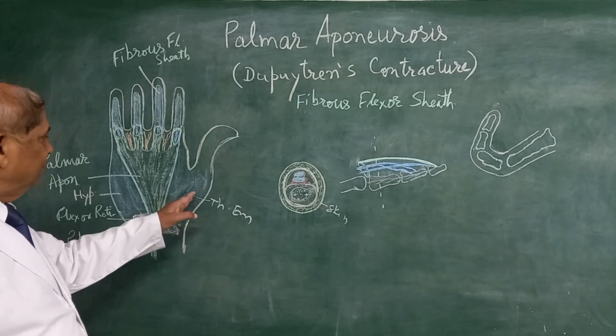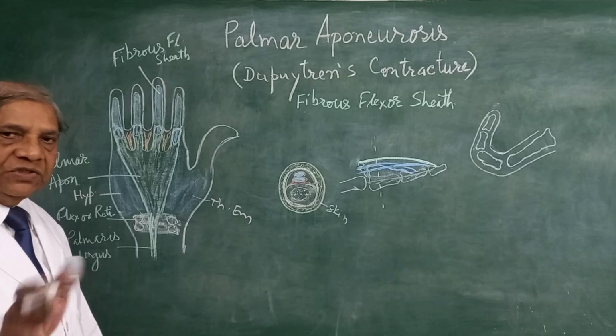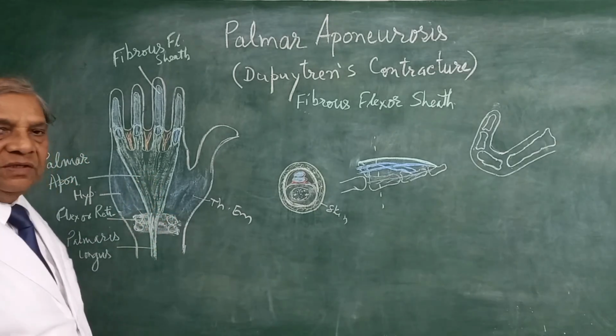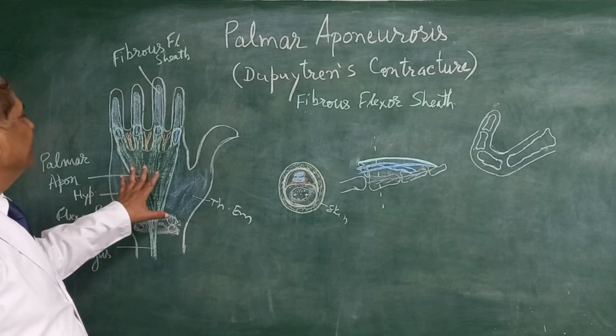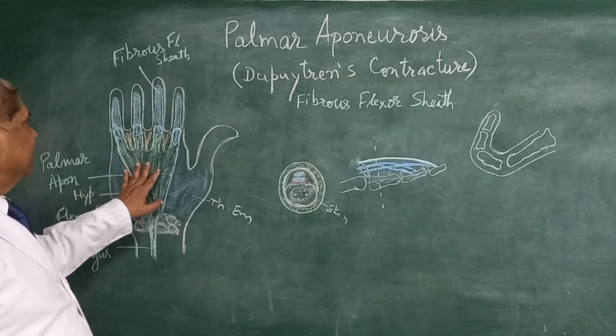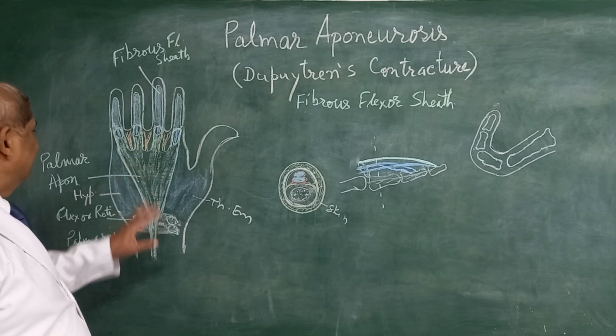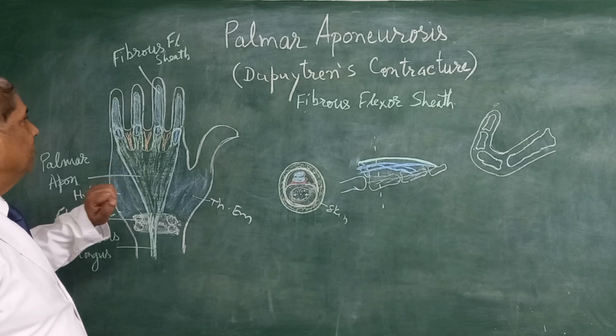Okay, so the first metacarpal and first from the margin a septum is going, which is a different thing. Okay, just remember this fibrous flexor sheath. Coming to the applied importance of this fibrous flexor sheath as well as that of this flexor Palmar aponeurosis.